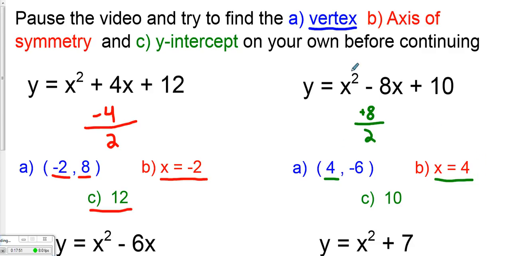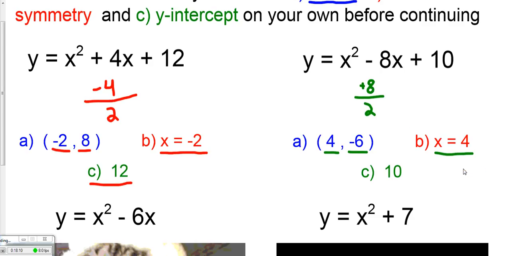Plug that 4 back in. 4 squared is 16. 8 times 4 is 32. 16 minus 32 is negative 16. Negative 16 plus 10 is going to be negative 6. So my vertex is 4, negative 6. My axis of symmetry is 4. And remember, this last piece, this 10, is always going to be my y-intercept.